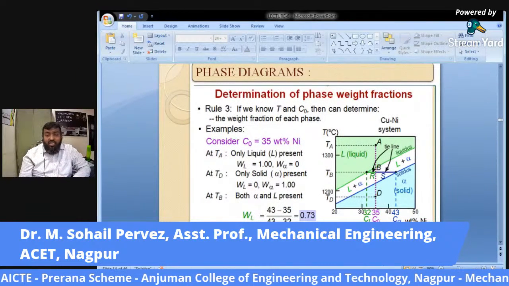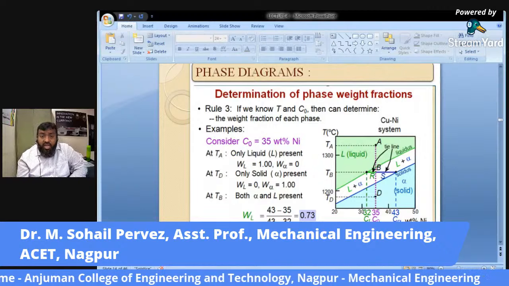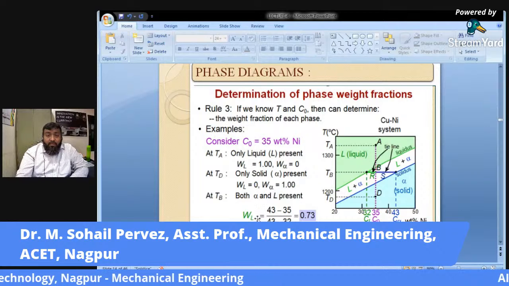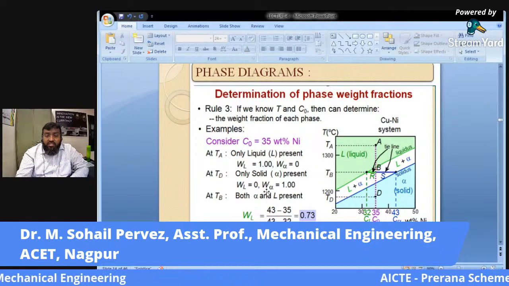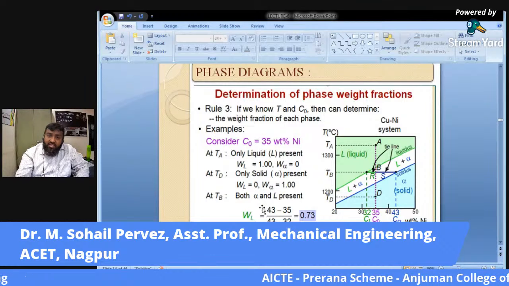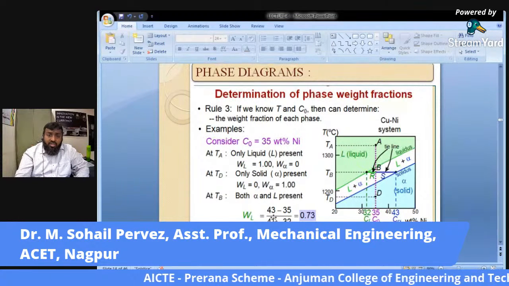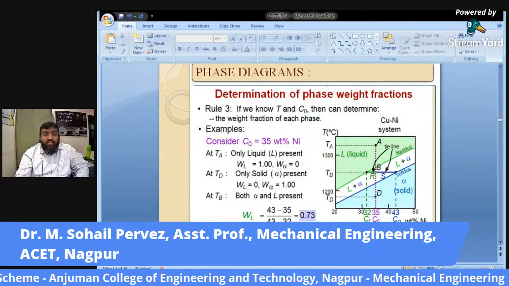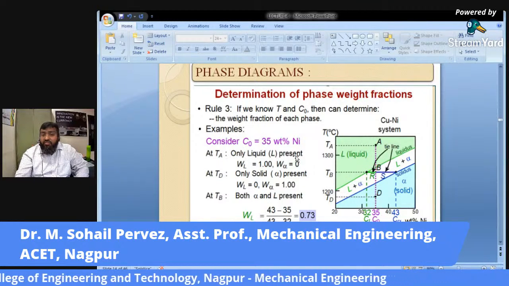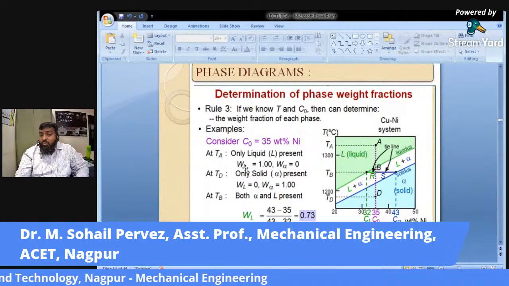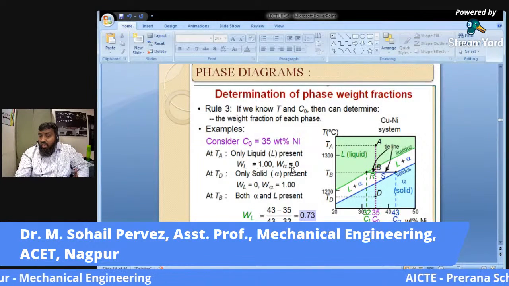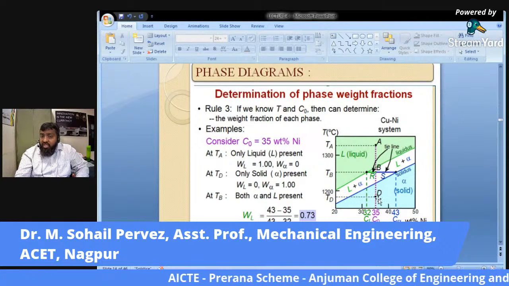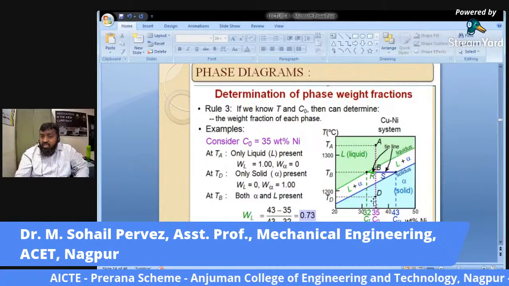The third rule is, again, if you know temperature and composition, then you will be asked to calculate the weight fraction of each phase. Please mind well. Weight fraction, mass fraction of each component or phase, the same thing. Now consider this CO at 35% by weight of Ni. Then at A, only liquid is present. So WL will be 1. W alpha will be 0. At this D, W alpha will be 1 and WL will be 0.